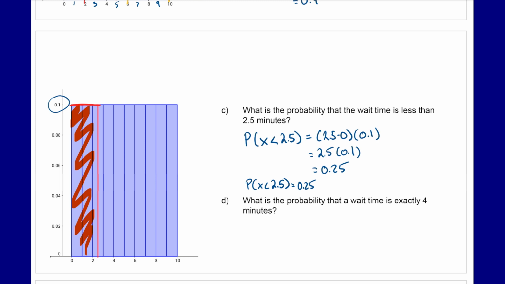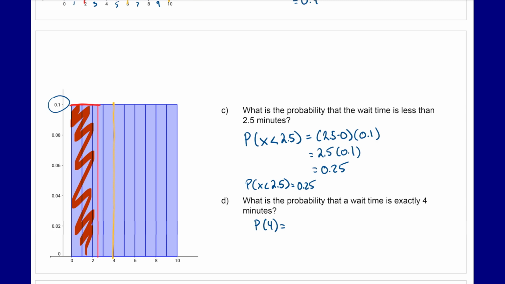Now, what is the probability that a wait time is exactly 4 minutes? Well, 4 minutes is going to be exactly at this section. So I want to find the area underneath this part of the line. If I go down and look at that, well, the probability of exactly 4 minutes. What is the length of that line? What is the length of that little rectangle?